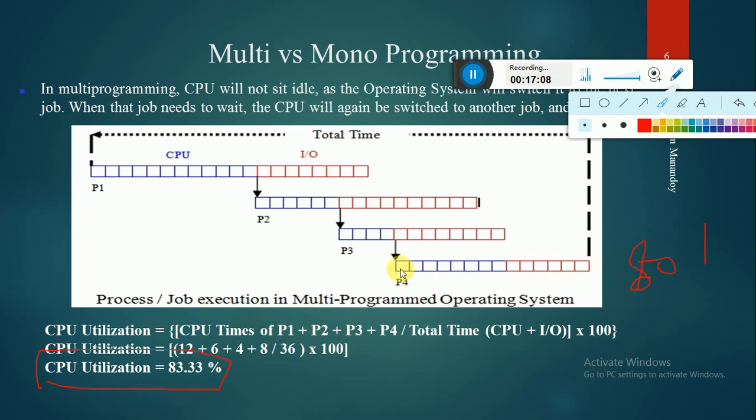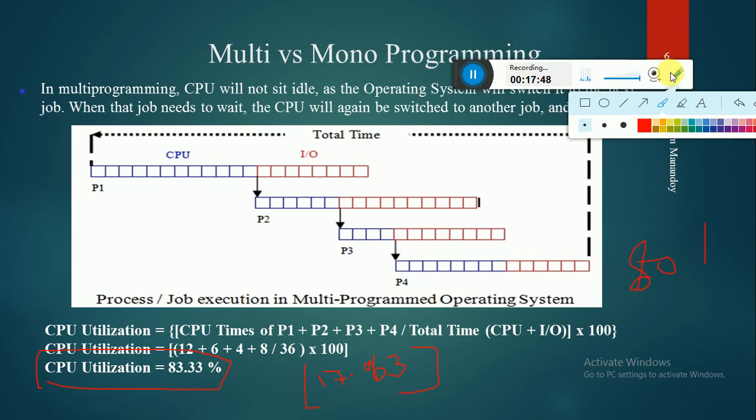Okay, now let's find out the wasted time. So the rest time is wasted. So 83.33%, if you minus this from 100, you will get, I think, 16.67. You can say 63, I think. Yes, 63. So this is the time of a CPU wasted.